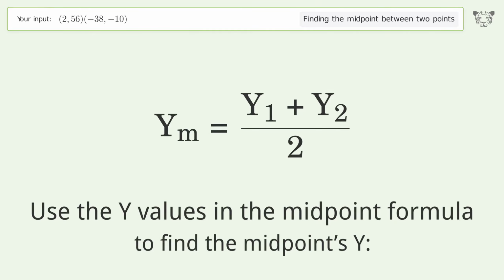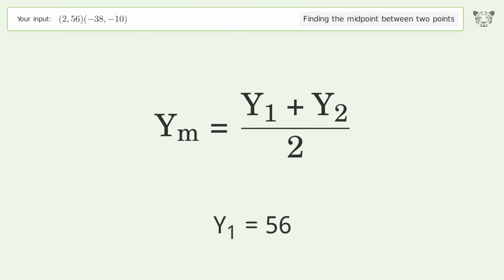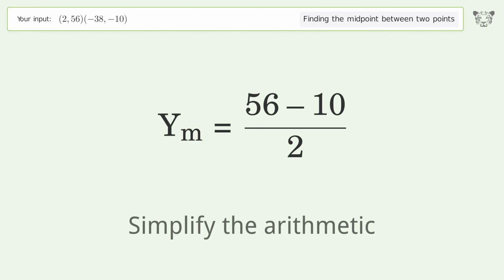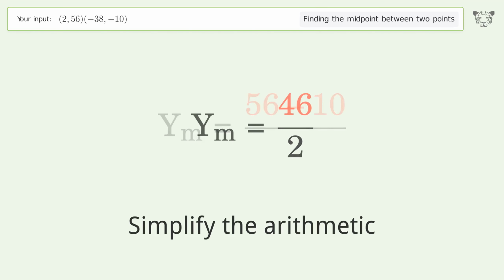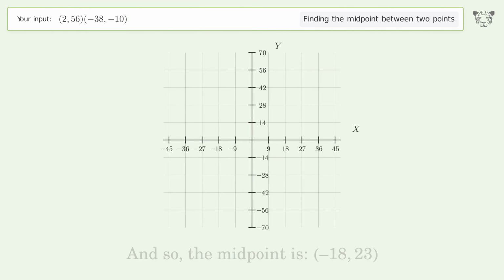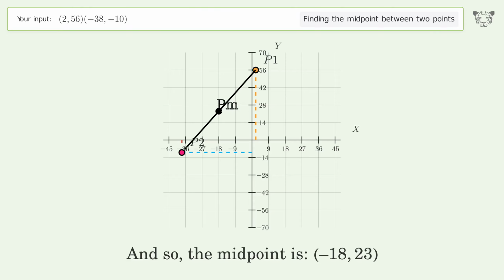Use the y values in the midpoint formula to find the midpoint's y. y1 equals 56. y2 equals -10. Simplify the arithmetic. And so, the midpoint is -18,23.